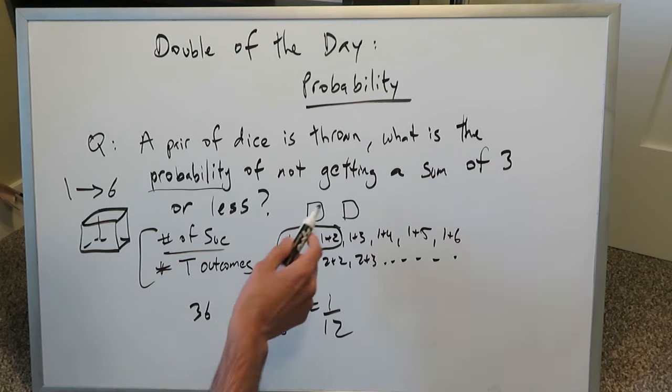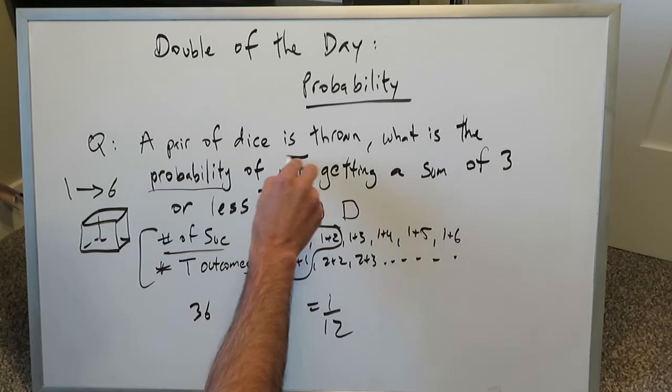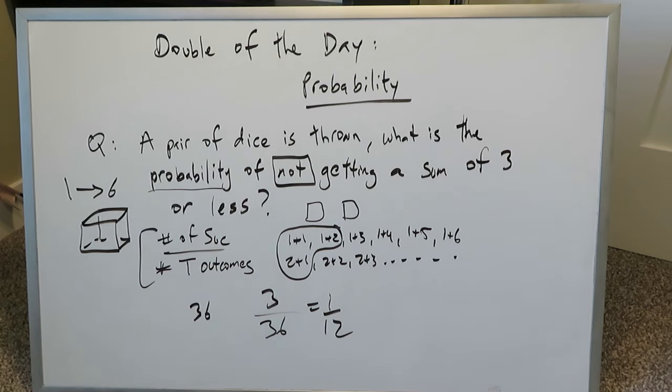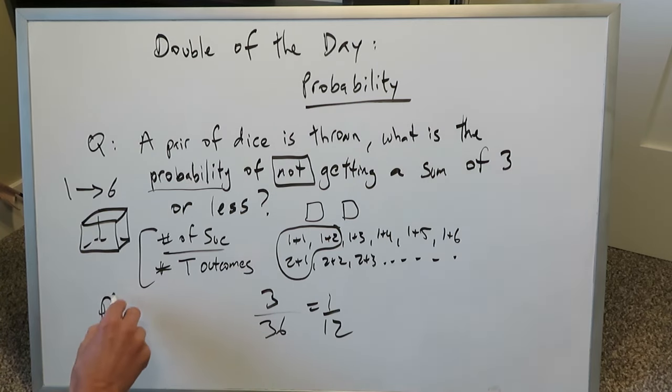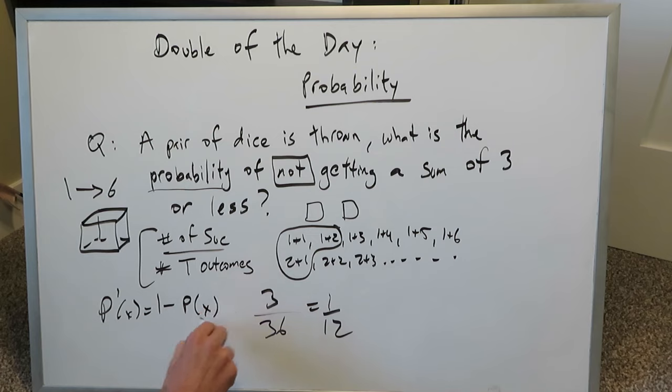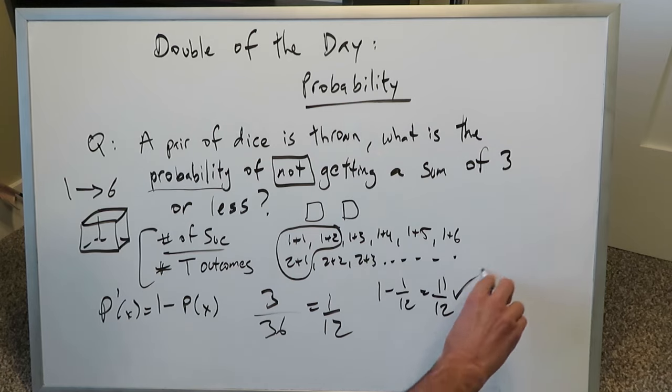But now we have to look at the question and see what it's really asking. The key words are: what is the probability of not getting a sum of 3 or less? If this is the probability of getting a sum of 3 or less, then the probability of an event not occurring is always equal to 1 minus the probability of that event occurring, because probabilities range from 0 up to 1. 0 means the event did not occur, 1 means the event occurred 100% of the time, so your probability must be in between. The probability of not occurring must be 1 minus 1 over 12, which is 11 over 12, and this is your answer.